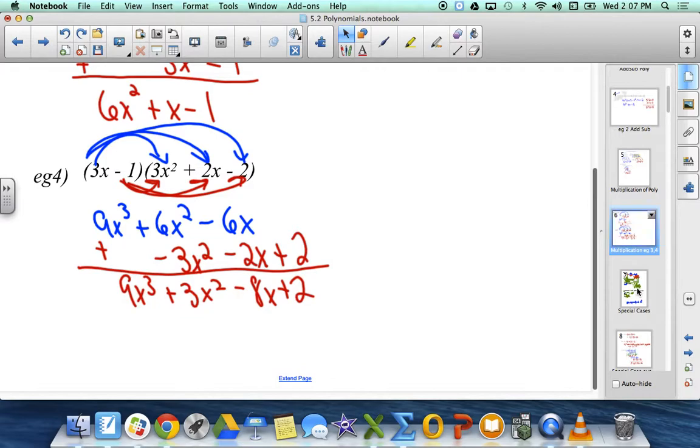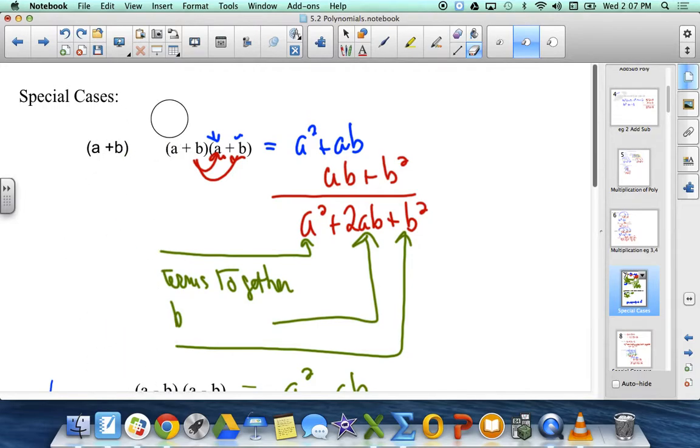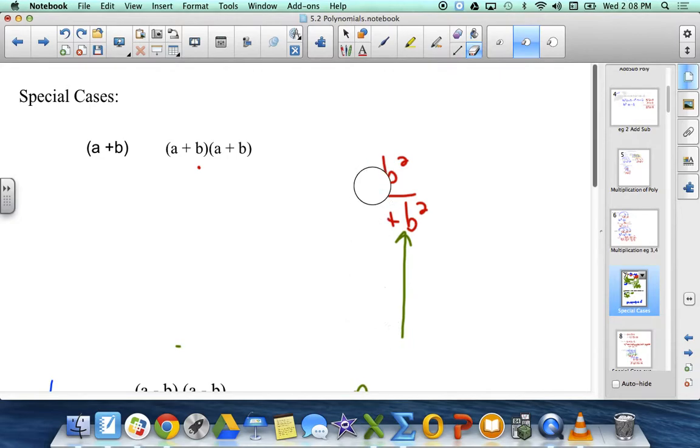All right, so on to special cases. I'm trying to figure out how to write this so it's easy to explain. What if it's a trinomial times a polynomial? You do the same thing.